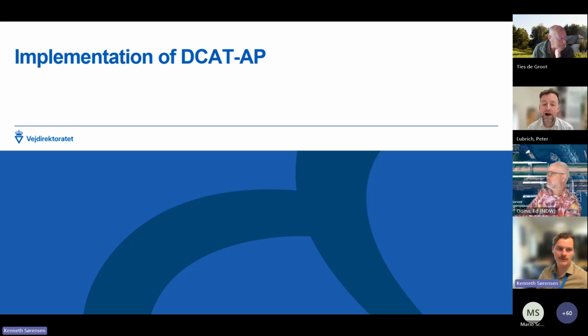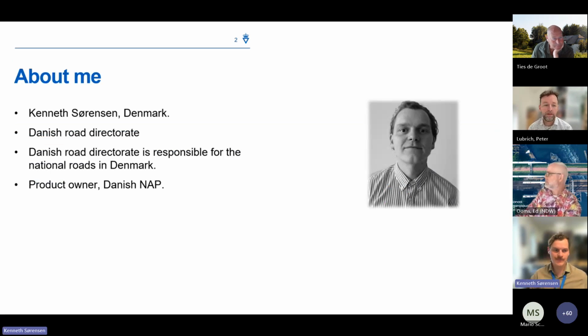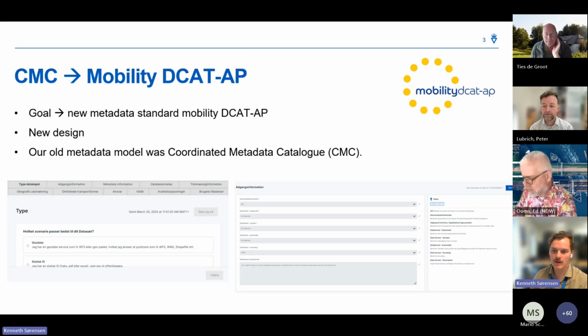Okay, so I will tell about the implementation of DCAT-AP in Denmark. And as Peter said, I'm from the Danish Road Directory, which is responsible for the Danish roads in Denmark. And I'm the product owner of our national access point here in Denmark. Our goal was to implement the new metadata standard mobilityDCAT-AP, and simultaneously we took the opportunity to redesign our metadata entry page. Our previous metadata was called Coordinated Metadata Catalog for NAPs, which was recommended by the European Commission at the time.